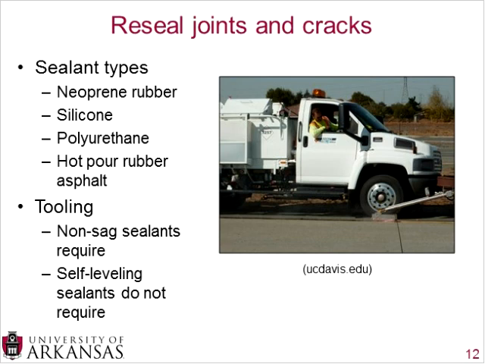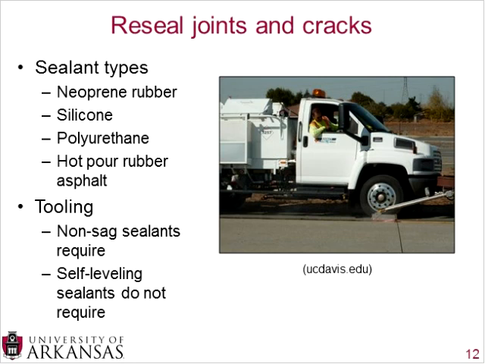use. There's your neoprene rubber, your silicone, or your polyurethane. Some of those are synthetic. Off the top of my head, I'm not aware of anyone using natural rubber, but I guess it could be a possibility. And you can also use hot pour rubber asphalt. So when you've cleaned out your joint or your crack, you can place these materials back into there, and that will prevent new material from getting into those cracks or joints, and will also continue providing that smooth pavement surface. Now there's a term that you may see if you look into this more, and that's called tooling.